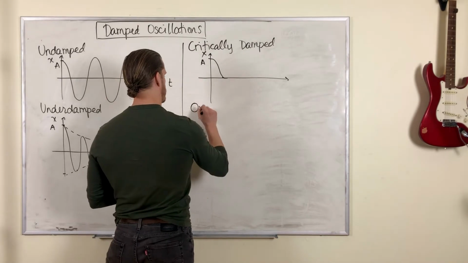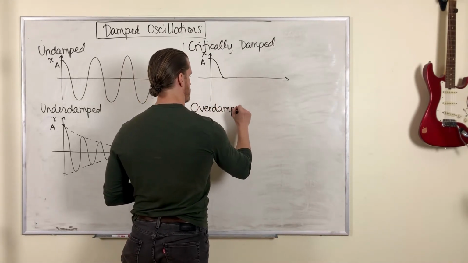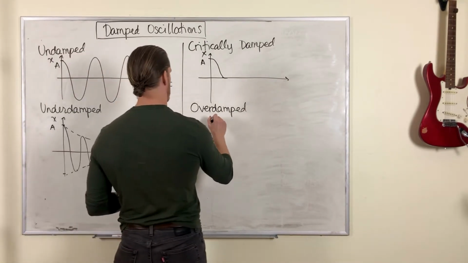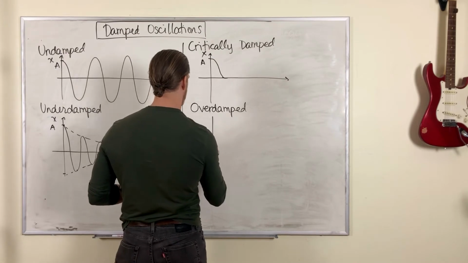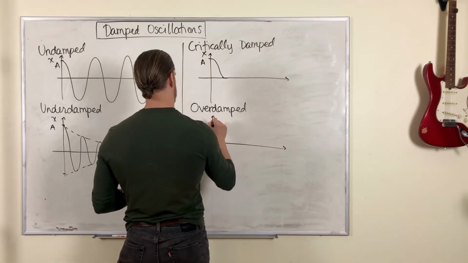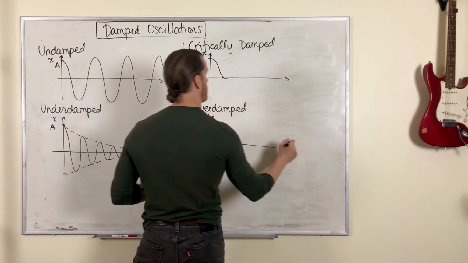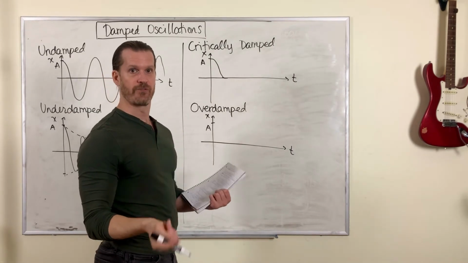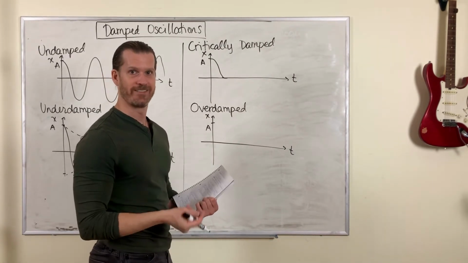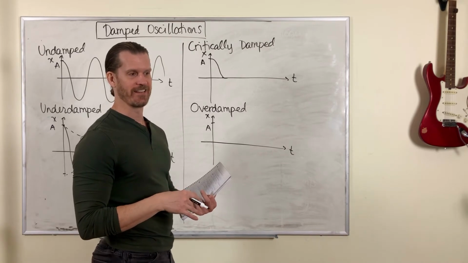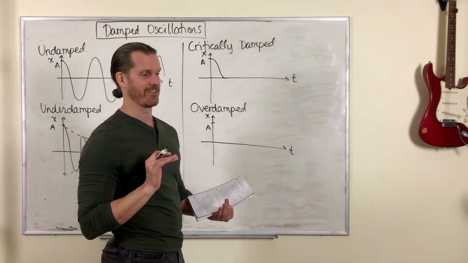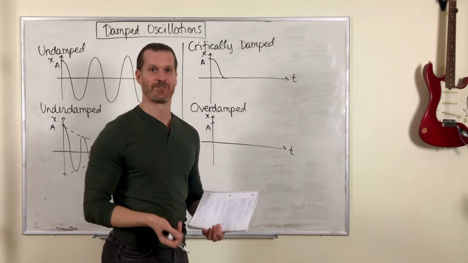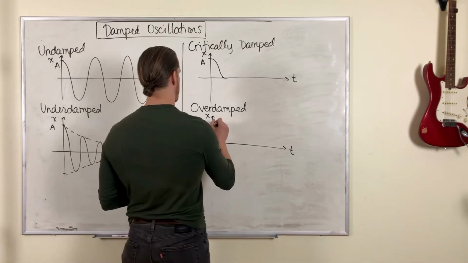Finally, there's the case of over-damping, where there's so much friction that the system returns to its equilibrium point within one oscillation. But it takes a long time to do it because there's so much friction or viscosity that it's difficult for the system to even move. So that might look like this.